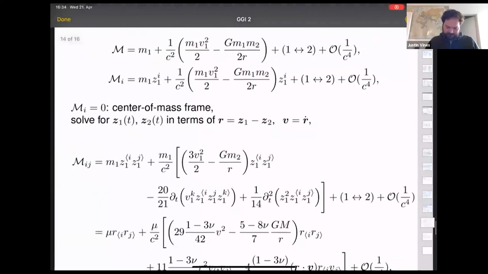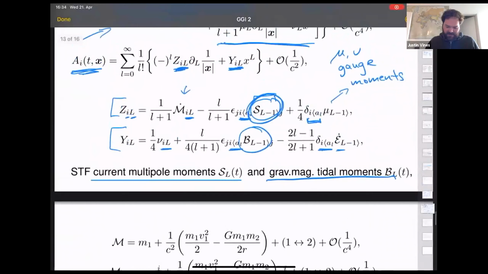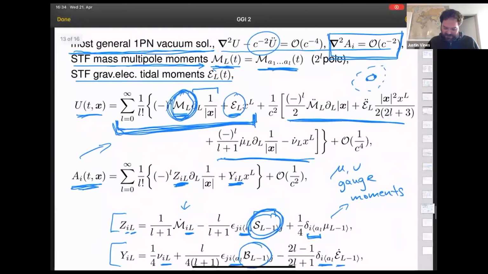And these are the crucial ingredients in going on to talk about radiation and radiation reaction and waveforms using this multipolar post-Minkowskian formalism in the far zone, which is matched onto the post-Newtonian near zone, which we will talk about next time. I think that's the end of my time for today.